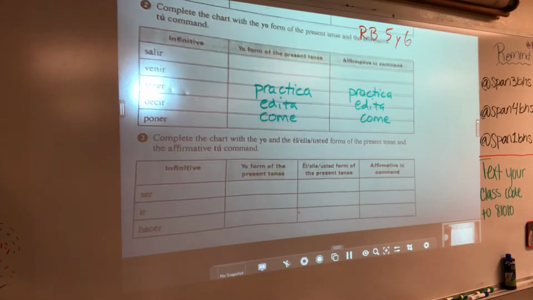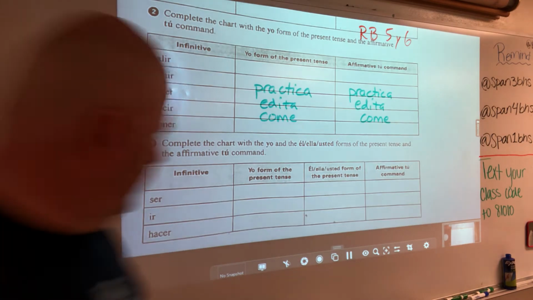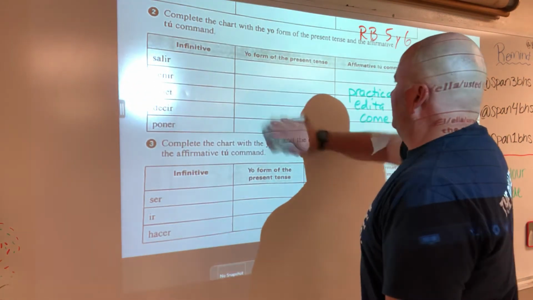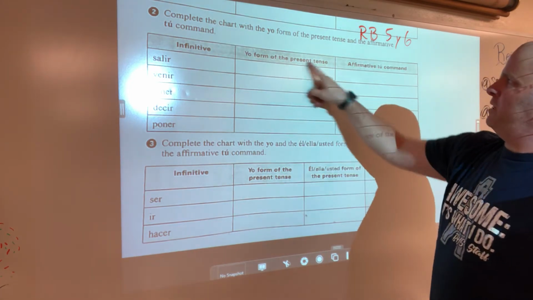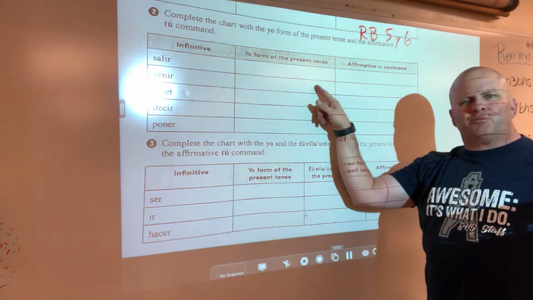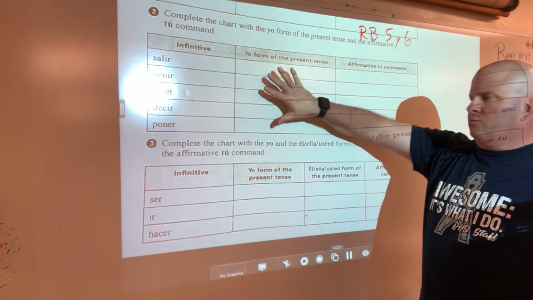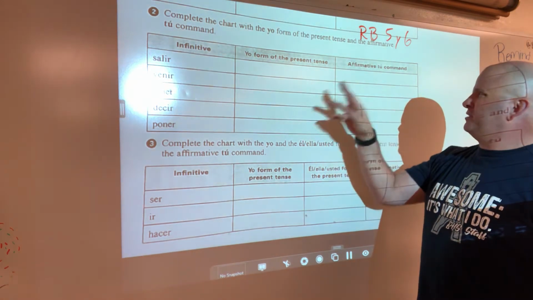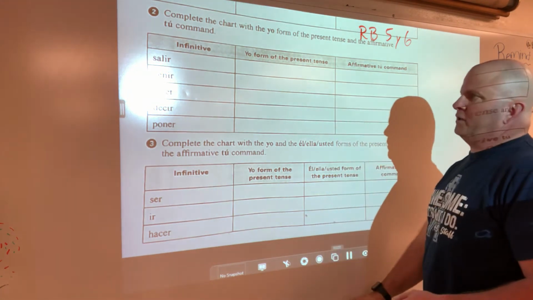All right, these are some irregulars. I'm not sure, this is kind of weird to me, why they're making you do the yo form of the present. This makes more sense when we do the negative 2 commands, which we work off of the yo form in the present, but to do the affirmative 2 commands doesn't make any sense to me. But anyway, we'll fill them out anyway.